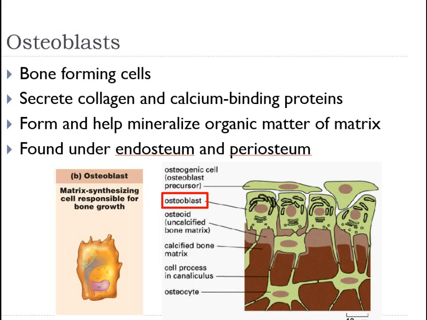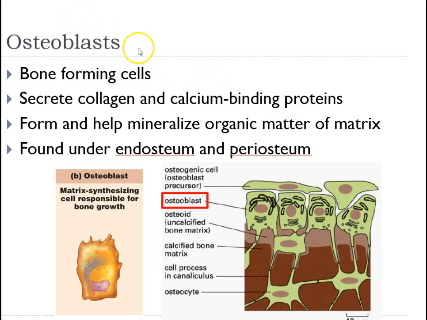The osteoblast, blast means forming. So these are going to be things that are going to make bone cells. They secrete collagen. Remember how collagen is a network that other cells can hang on? And that's what this is going to do. They secrete collagen and calcium binding proteins. So these both make a lot of sense.